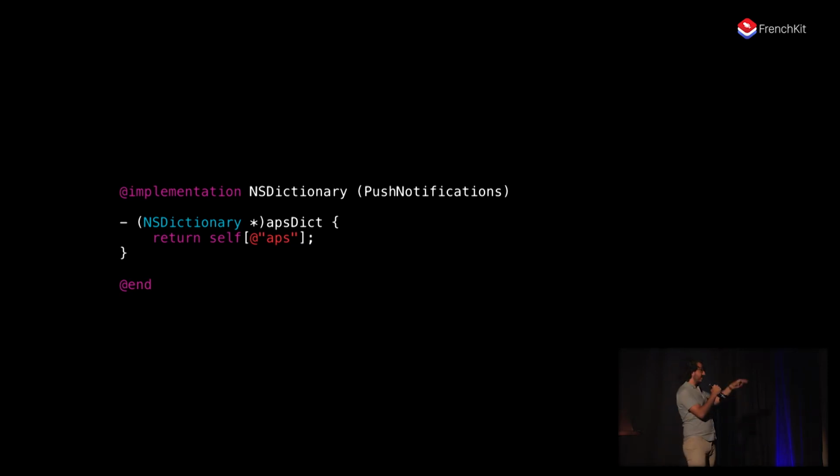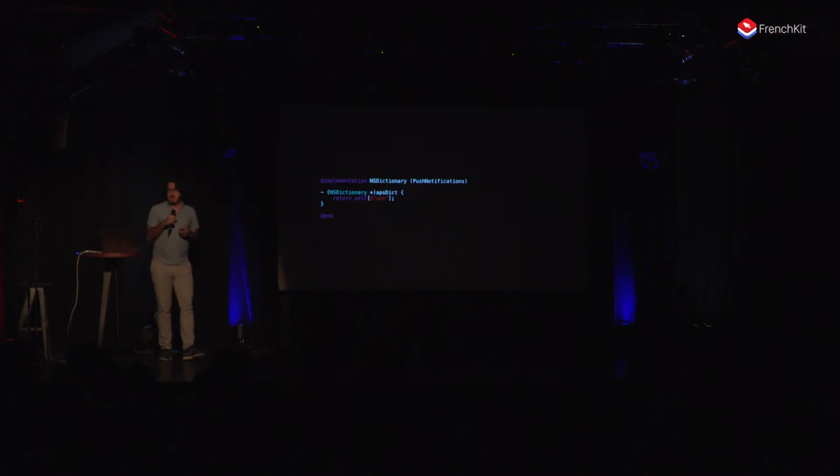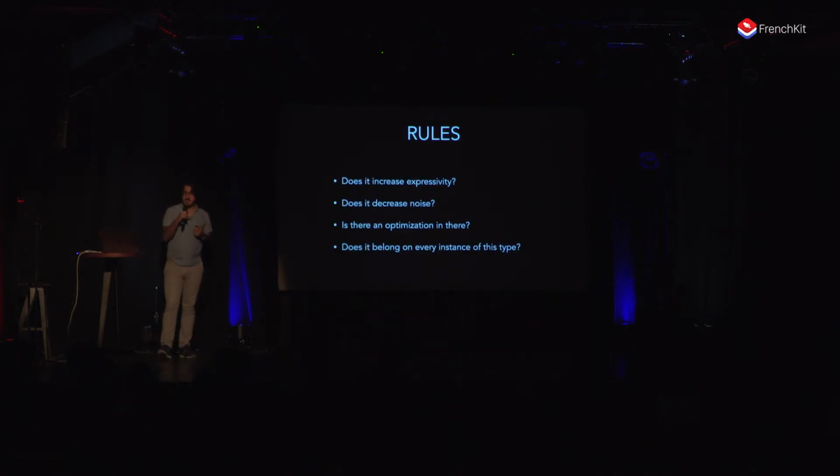So it's not like this is doing nothing. It's doing two important things. It's digging something out of the dictionary, and it's casting it as another dictionary. That's actually useful work, but there are lots of NSDictionaries in our system, and most of them are not going to have this APS key. So what is this doing here? So that's the last rule, does it belong on every instance of this type? Those are the basic rules.